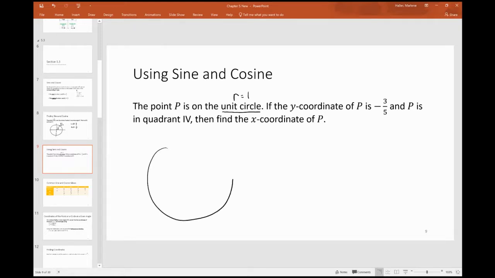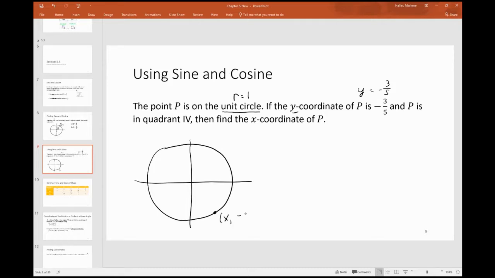Well, let's draw it. Here's our circle. Our radius is 1. We have this point where the y-coordinate is negative 3/5. Where would that be? Where would a y be negative 3/5? It's got to be down here below the x-axis. And we're being told that that point is in quadrant 4. So I'm going to put it somewhere maybe right there. I don't know what that x-coordinate is, but the y-coordinate is negative 3/5.